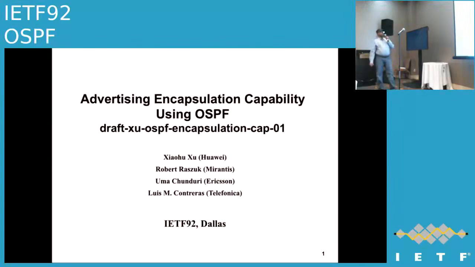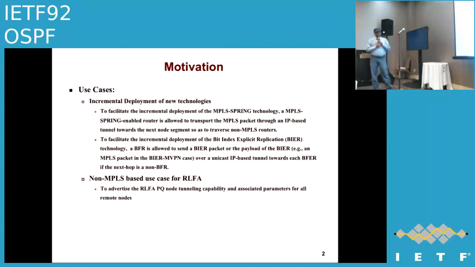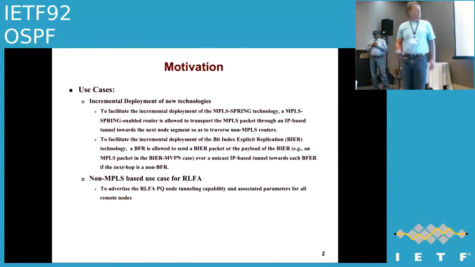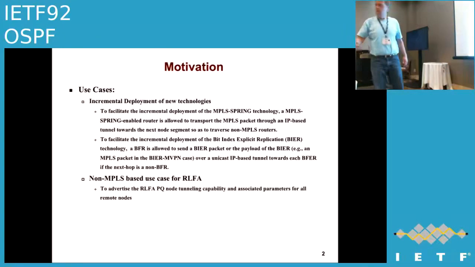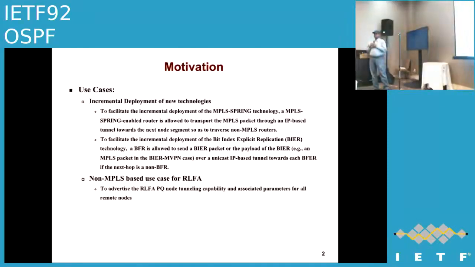This draft is about advertising encapsulation capabilities in OSPF. Okay, next slide, please. So the use cases for this are two predominantly. First is the incremental deployment use case, where in the spring topology, you might have a network where not all the nodes are spring capable, and also not all are MPLS capable. For example, for new deployments where you want to deploy spring capabilities only on the edge nodes, then the immediate neighbor will not be spring capable, so you will not have a label with that label. So your next segment will be multiple hops away.